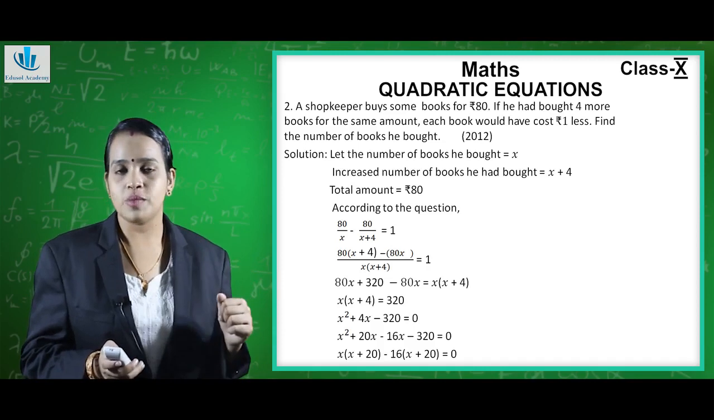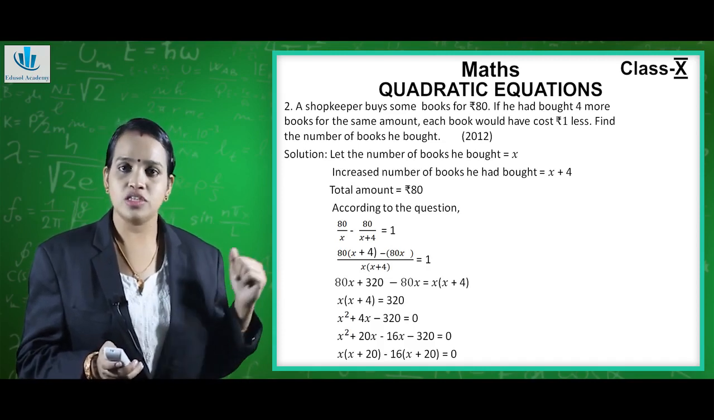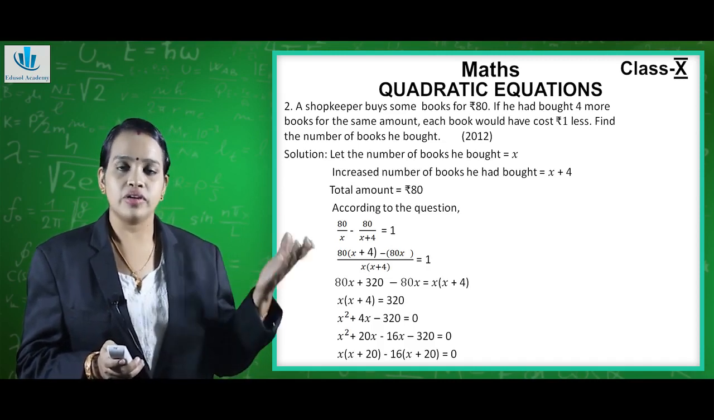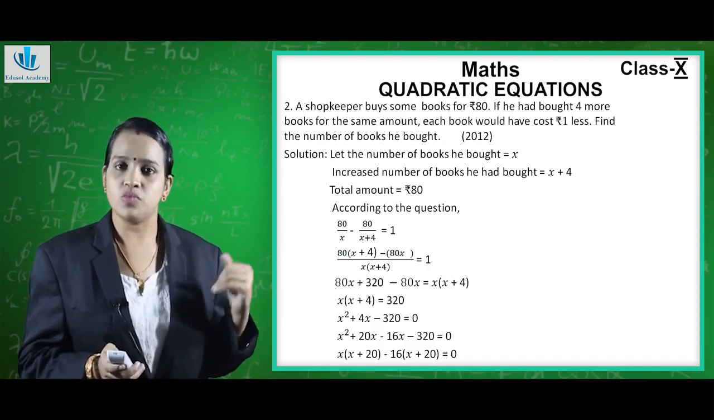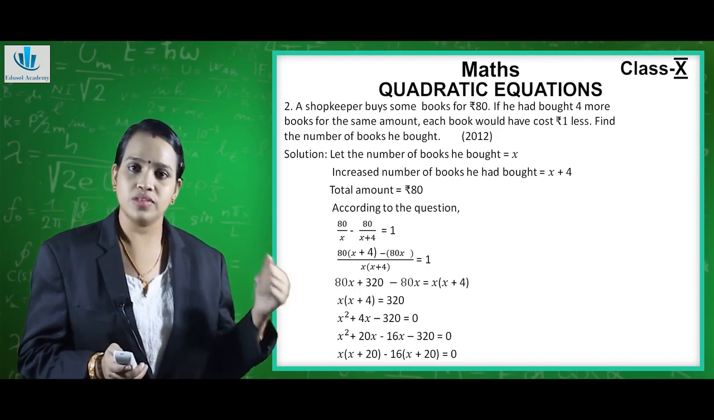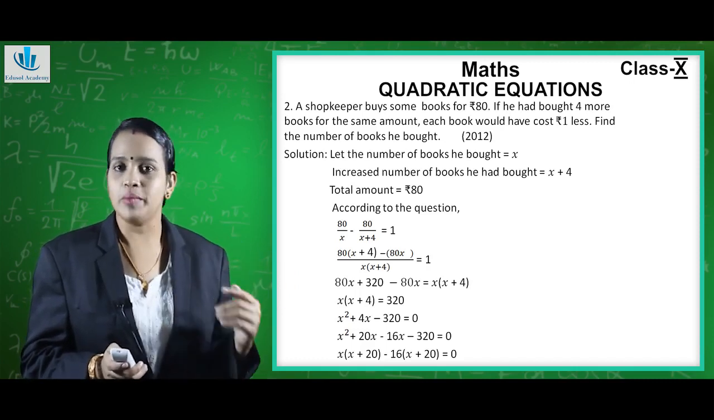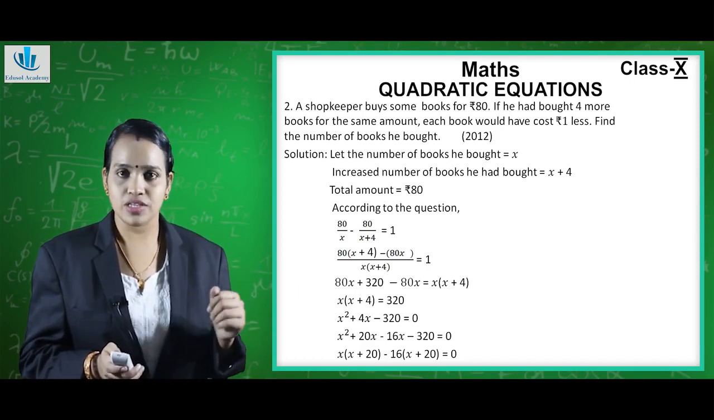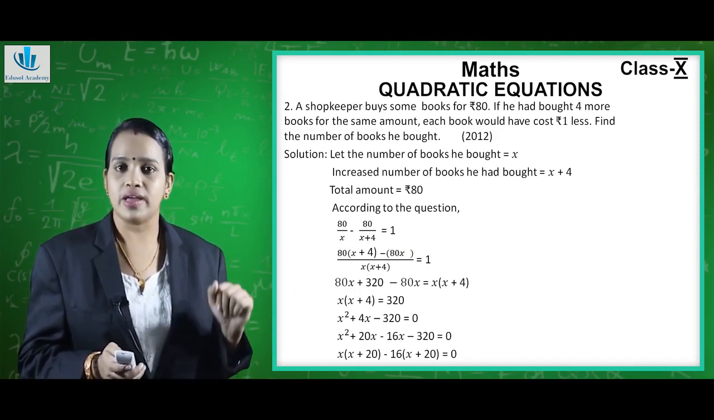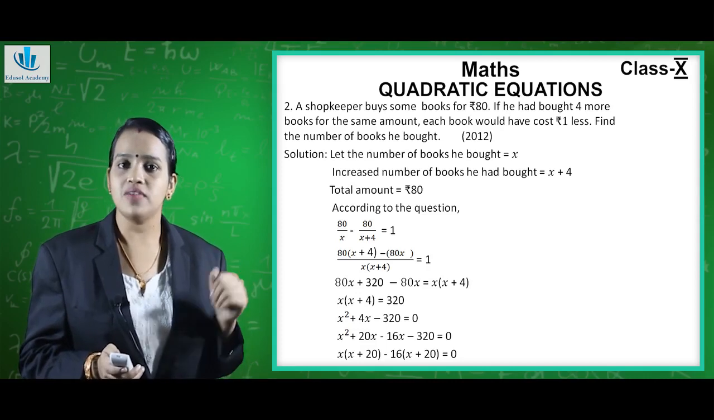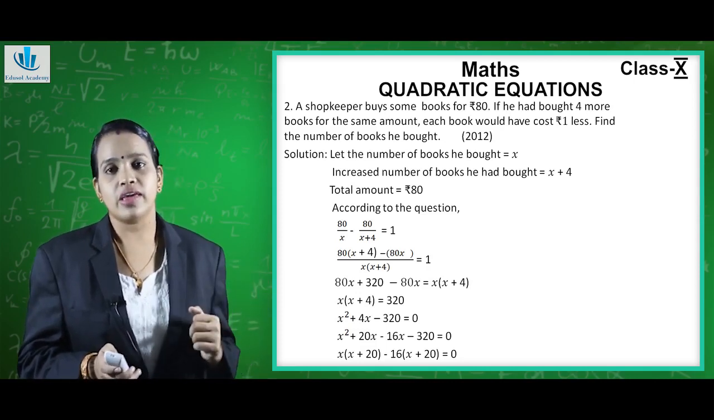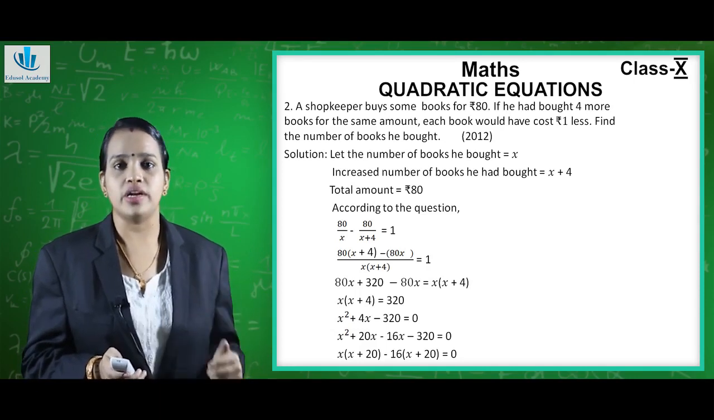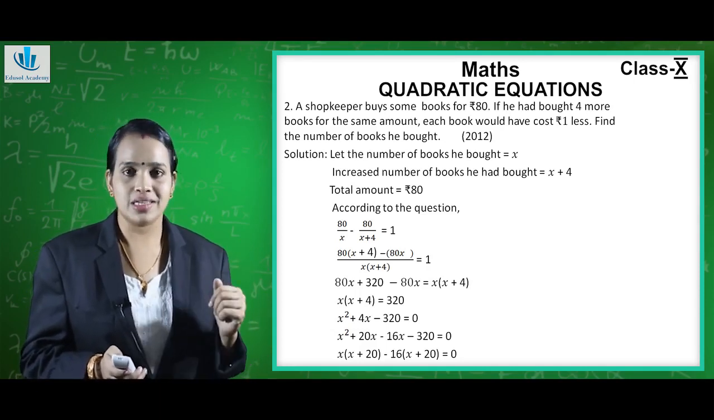Now here we can open the bracket. So it becomes x into x, x raised to 2, x into 4 plus 4x. We take 320 on the other side, it gives minus 320 equal to 0. Now here also we can split the middle term. So when we are splitting the middle term, it becomes x raised to 2 plus 20x minus 16x minus 320, which is equal to 0. Here we can take x common. So it becomes x into x plus 20 minus, we can take 16 here as common.